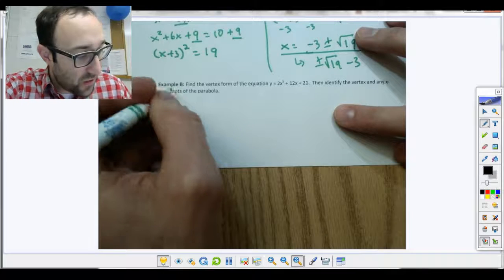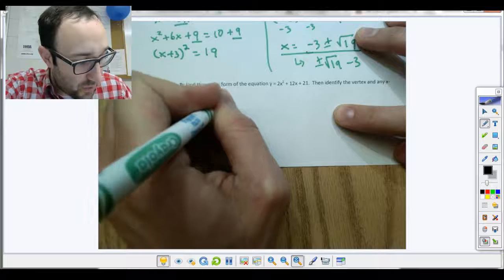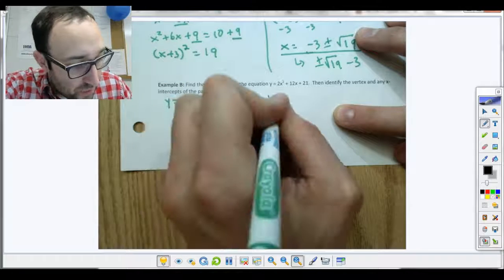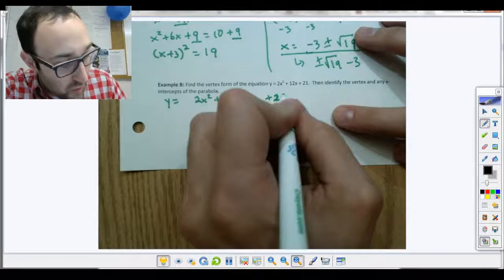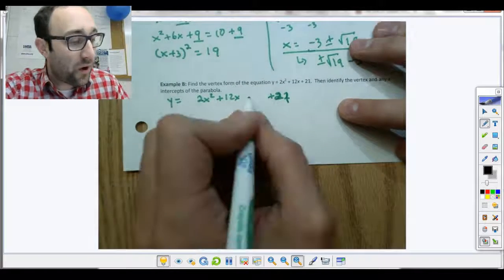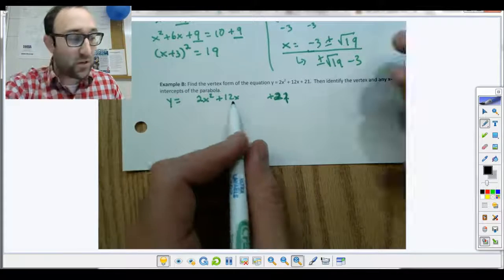So I'm going to say this is going to be y equals 2x squared plus 12x, and I'm just going to do this plus 21. There we go. Make sure it's 21, not 12. So there should be a 21. Alright, and this 21 is just going to go off to the side for now, and then we're going to do something with this stuff.